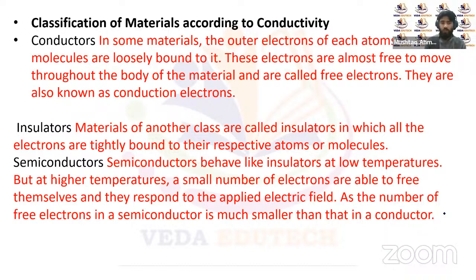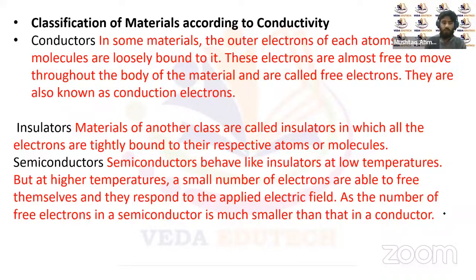And similarly, we have insulators where the electrons are not available for the conduction. They are not freely available for the conduction, and they are very tightly bound to the molecules of a material, and that's why we call these materials insulators. And the third type is semiconductors.